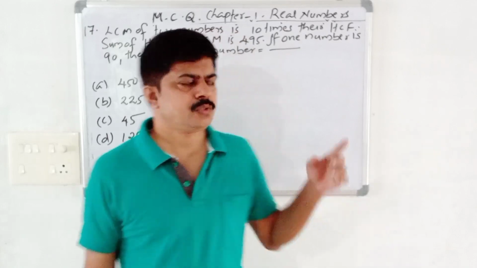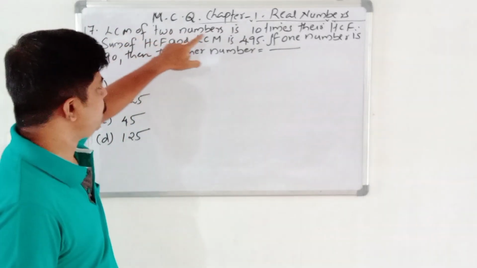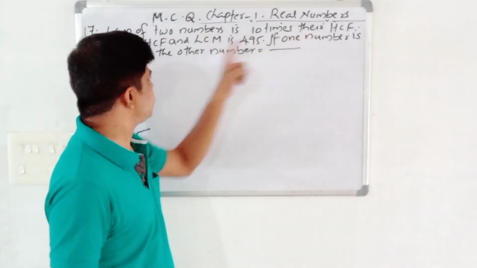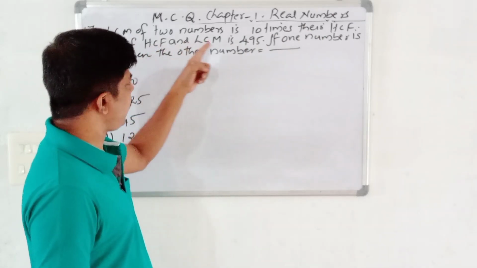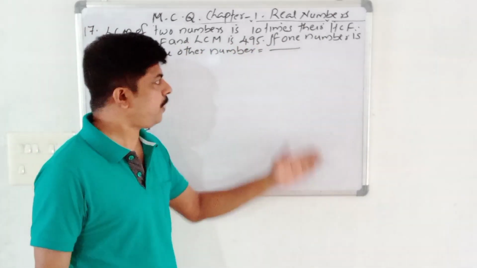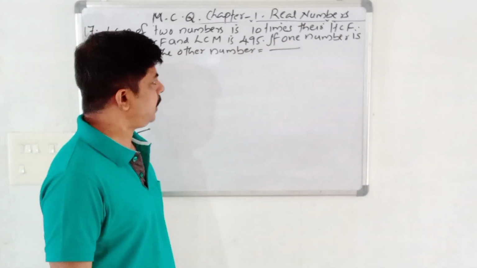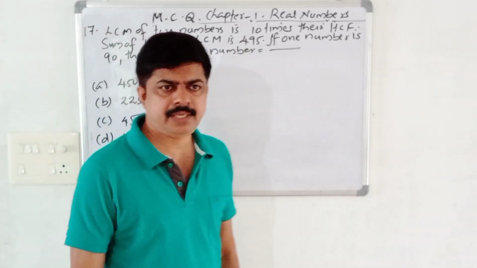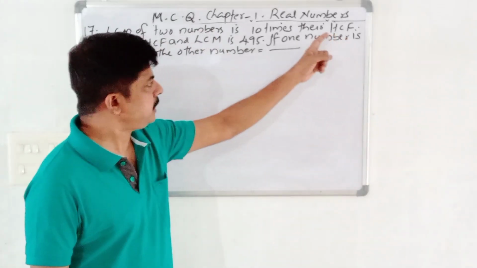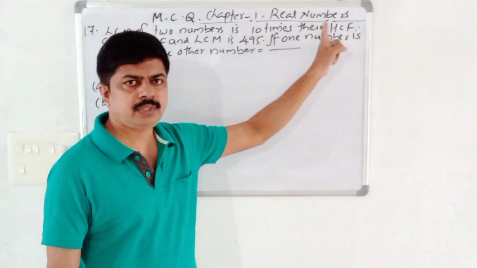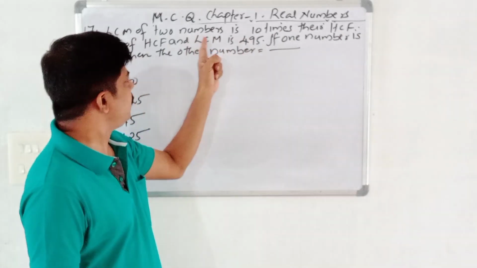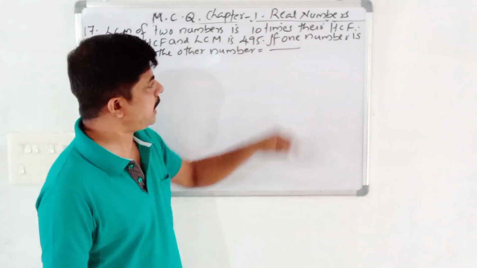Okay, moving to the next question. The LCM of 2 numbers is 10 times their HCF. The sum of HCF and LCM is 495. If one number is 90, then find the other number. I think we have to apply algebra here. We know how LCM and HCF are related. According to the question, the LCM is 10 times their HCF.